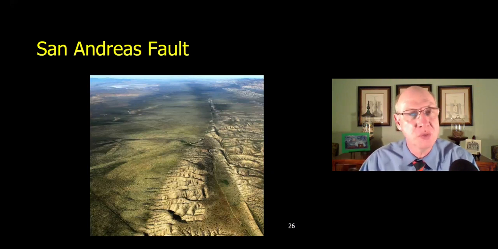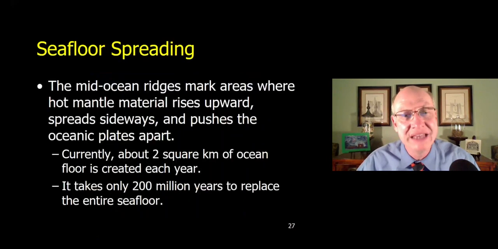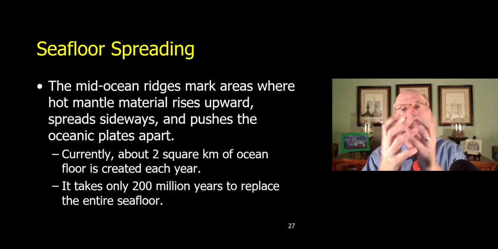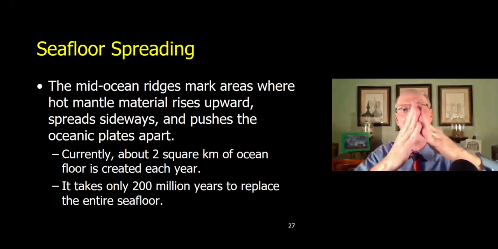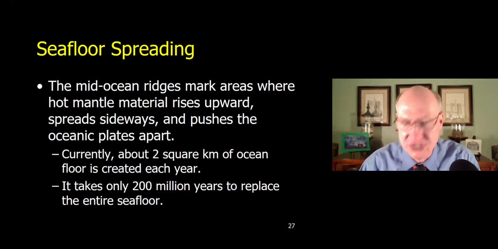Now, there are also places down at the bottom of the ocean where the plates are pulling apart. Deep down at the bottom of the Atlantic Ocean, for example, is a mid-ocean ridge called the Mid-Atlantic Ridge. It's an area where mantle material is rising up, dividing the ocean plate, pushing the ocean plate apart, and creating a mountain range down at the center of the Atlantic.